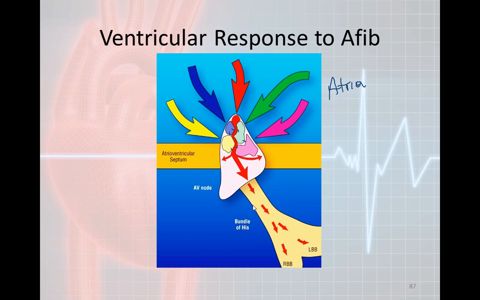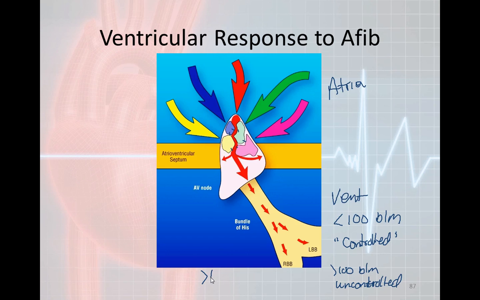Generally speaking, if the ventricular rate is less than 100 beats per minute, it's considered controlled. But if it's over 100 beats per minute, it's considered uncontrolled. And there's another one that is kind of loosely thrown around. If the ventricular rate is greater than 140 to 150 beats per minute, it's considered AFib with a rapid ventricular response, RVR, rapid ventricular response.